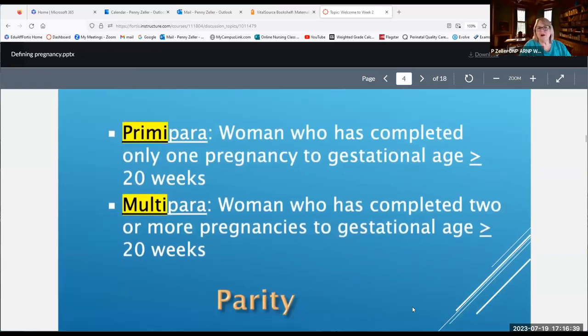So a primipara means a woman who's pregnant and has delivered her first baby that survived past 20 weeks. Now, she might have been pregnant three times before, but she wasn't able to carry them to the 20th week. She had three abortions, okay, whether induced or spontaneous, okay, a primipara. A multipara is a woman who has delivered two pregnancies that went beyond that 20 weeks.